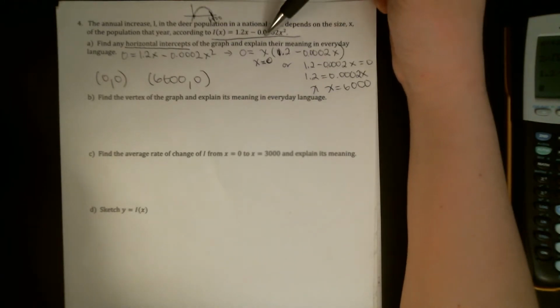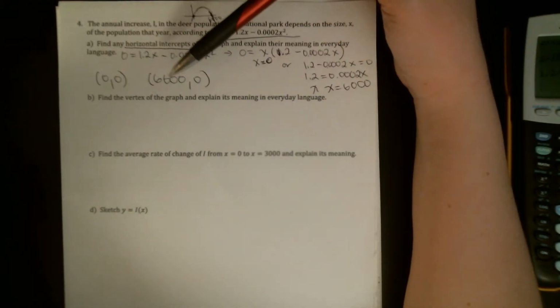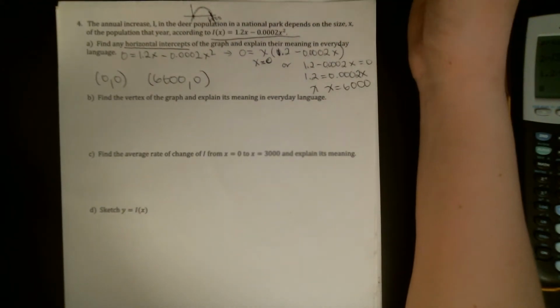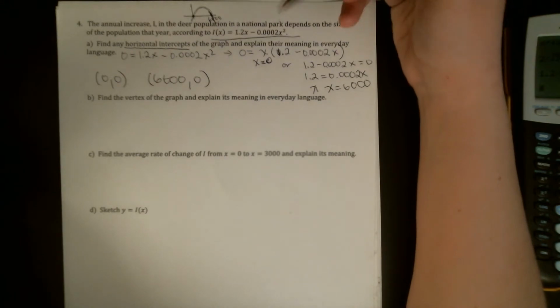And that's all I'd be looking for with the explain their everyday meaning. So if there are no deer, the population won't change. If there are 6,000 deer, the population won't change. Next, we want to find the vertex and explain its meaning in everyday language.